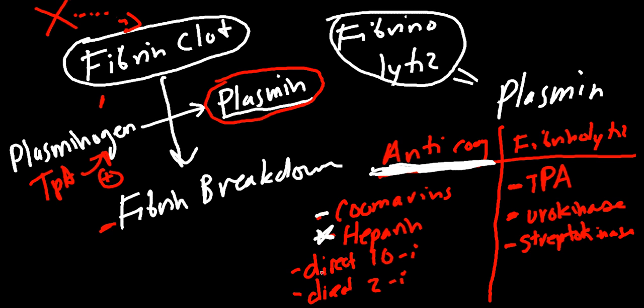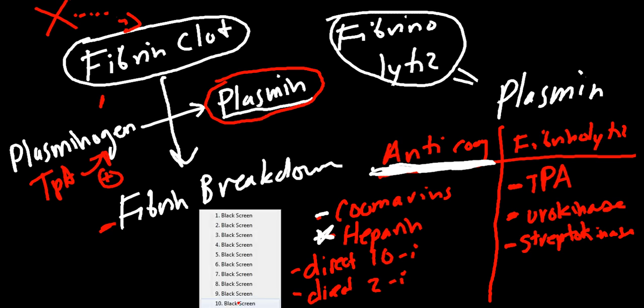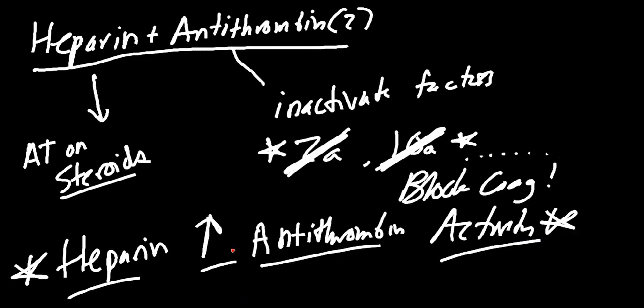Also, you can have a direct 10 inhibitor. We can just straight out knock out factor 10. Instead of heparin amping up the antithrombin activity, which will knock out 2 and 10, you could just knock factor 10 out initially through a direct inhibitor. So heparin activates antithrombin activity. That's a big point to remember. Lastly, I'm going to talk about the difference between heparins.